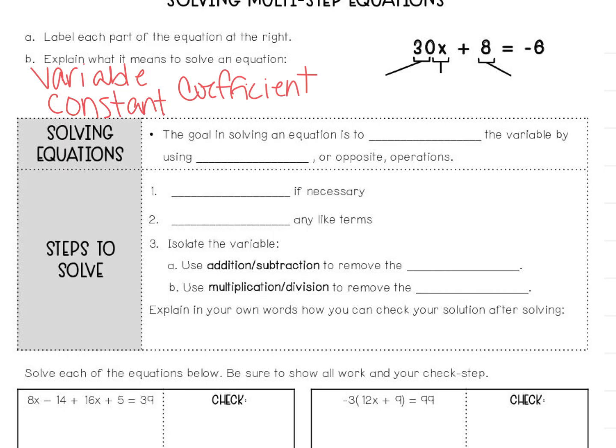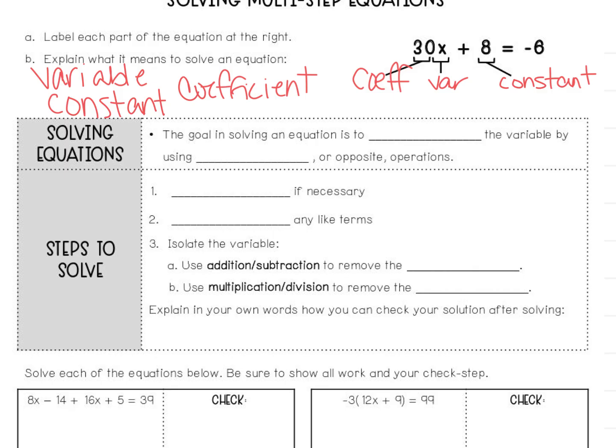With the 30? What's the 30 called? Why is it a coefficient? Because it's attached to the x. I'm going to abbreviate that because there's not a lot of space. What about the x? What is that called? That is a variable. And the 8 is our constant. What's the difference between a constant and a coefficient? Yeah. Coefficient is connected to the letter. Constant's all by itself. It's just a regular number.